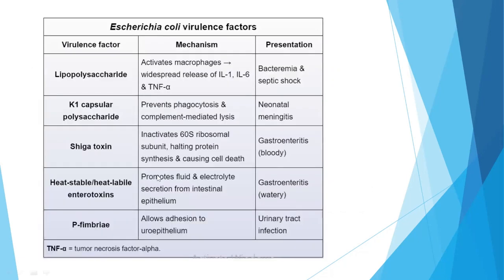These are the virulence factors of E. coli, which we have discussed and will be discussing in many other videos. So P fimbriae allow adhesion to the uroepithelium in the case of UTI.